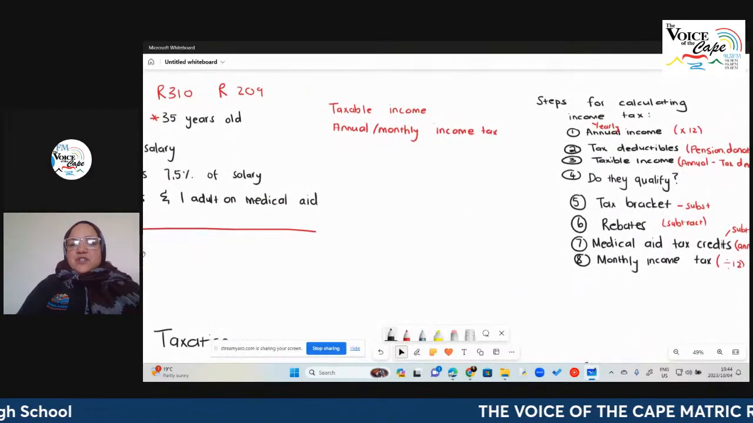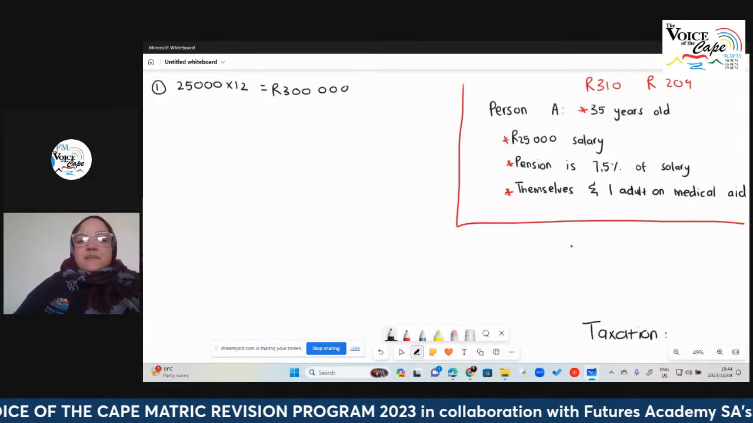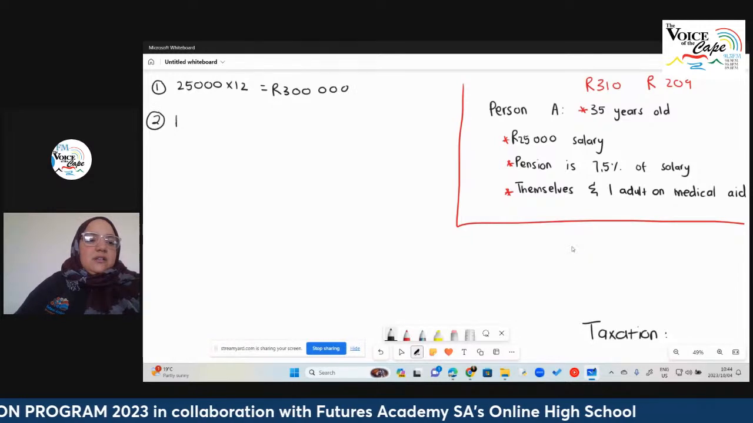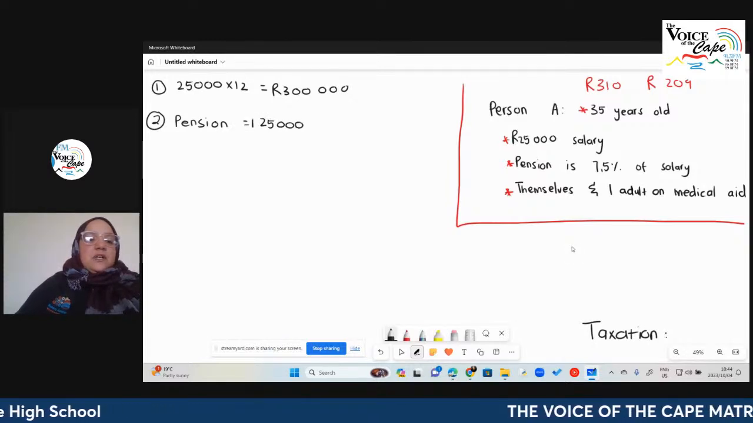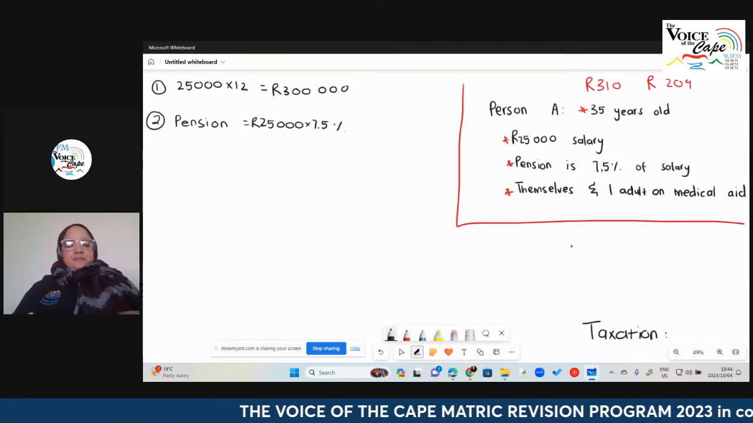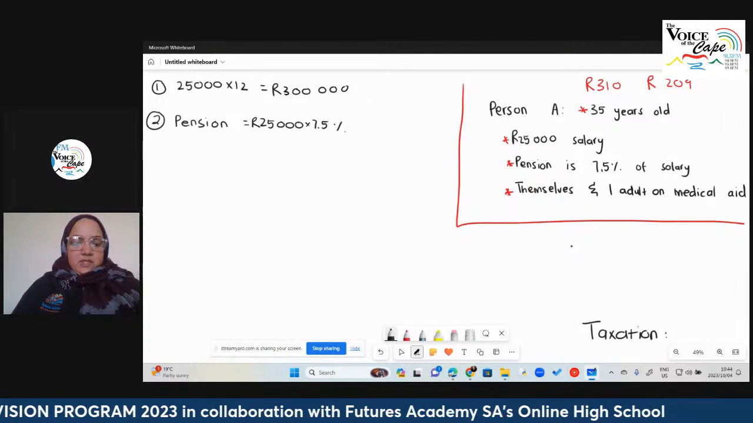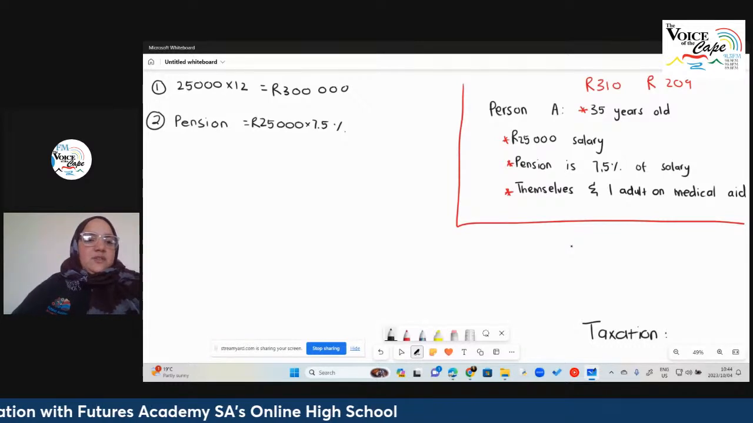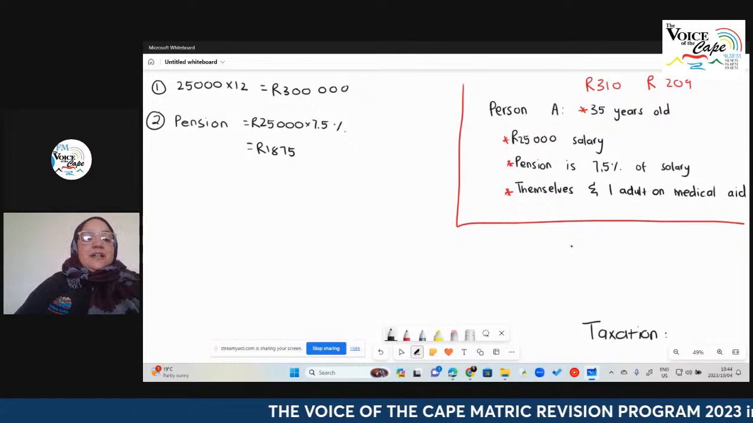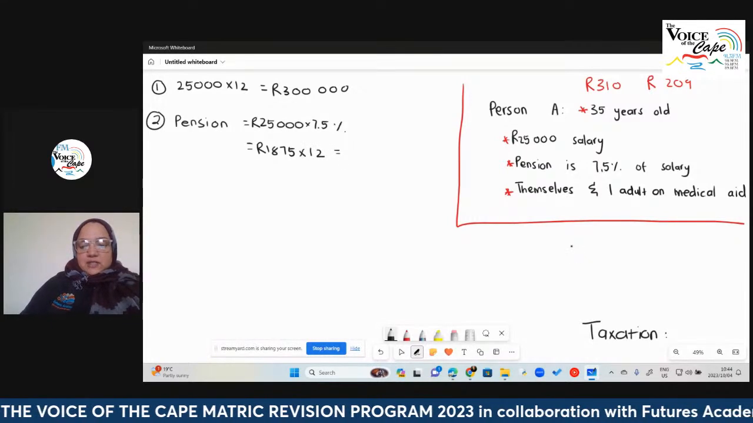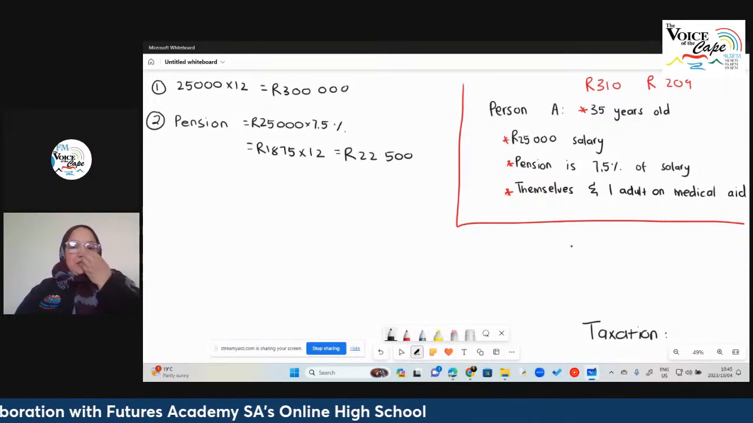What's our second step? Our second step was to determine the tax deductibles. For this person, he or she only has the pension. So you're going to calculate that. The pension will be 25,000 times 7.5%, and that gives you 1,875, but that's per month. We need it in yearly terms, so you multiply by 12, and you get 22,500 Rand, and that's your only tax deductible at the moment.